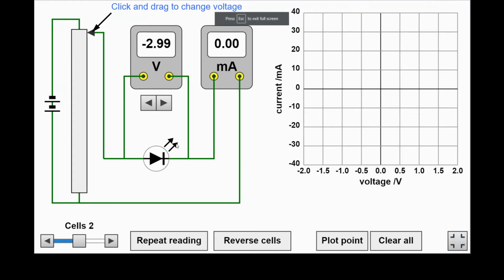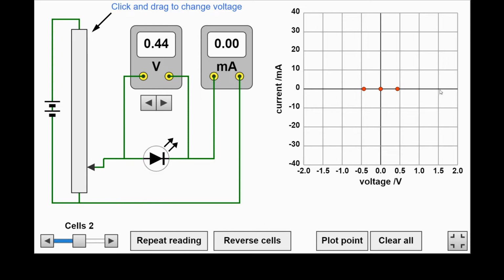Okay, so now we're going to look at an LED. And what we've got here, and this time actually I'm going to start with my potential difference very low, which is a little different from previous ones. So at 0, we've got no current flowing around the circuit at all. Now we increase it a little bit, but I've gone the wrong way. Excuse me, let's go the correct way.